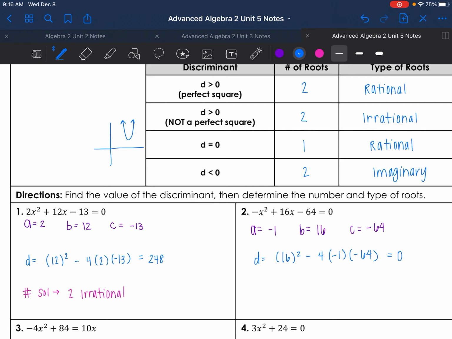So my discriminant is 0. That means that my number of solutions, 1 rational.